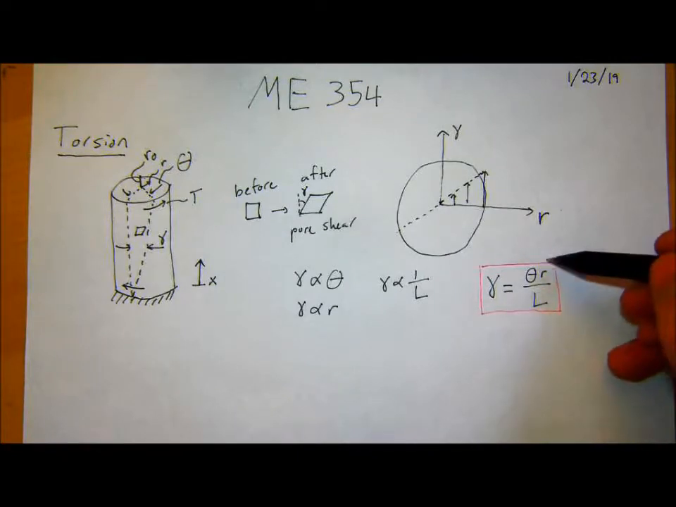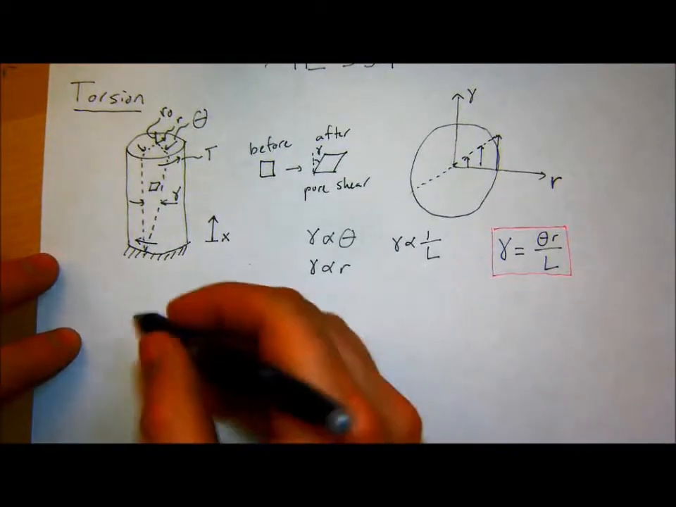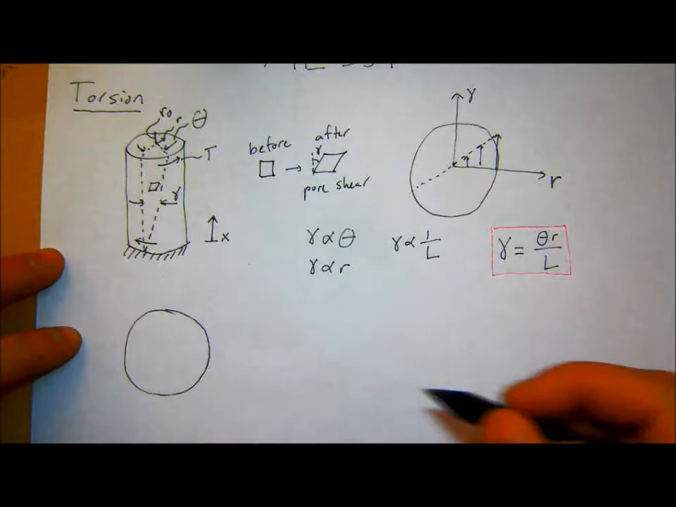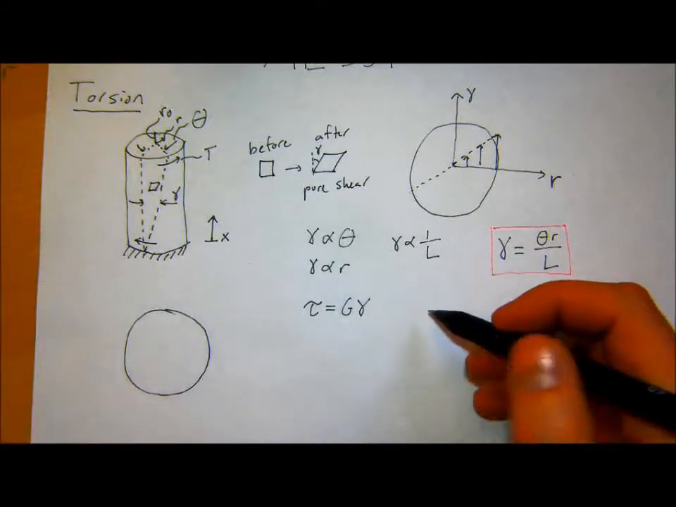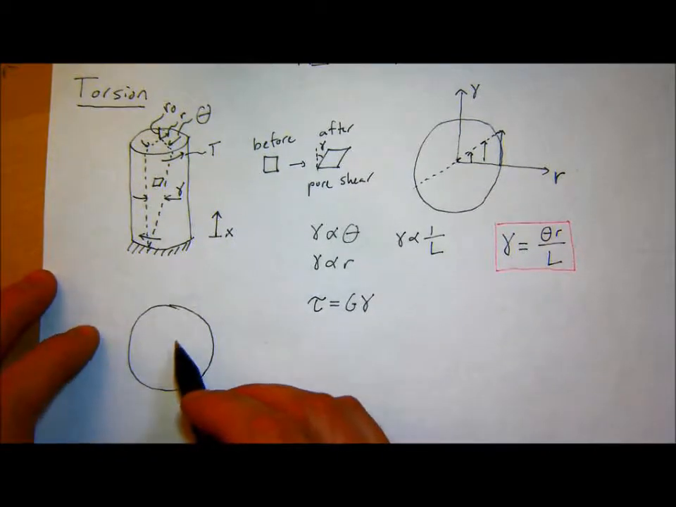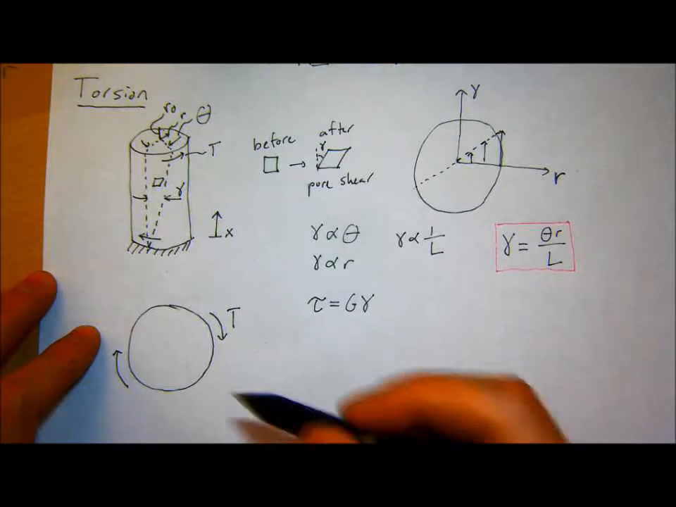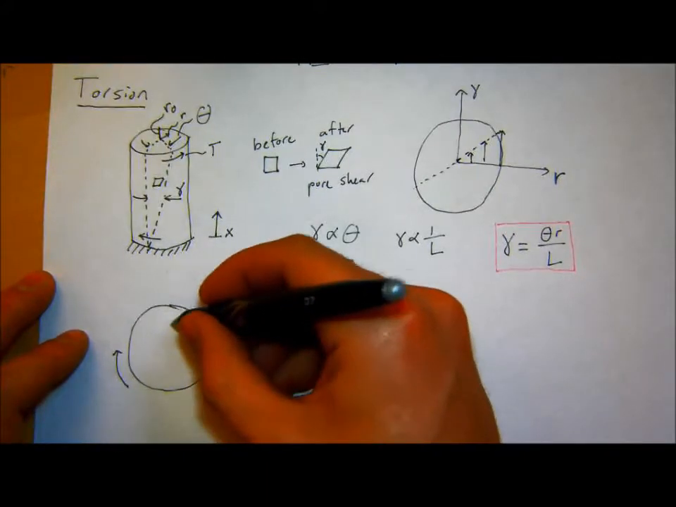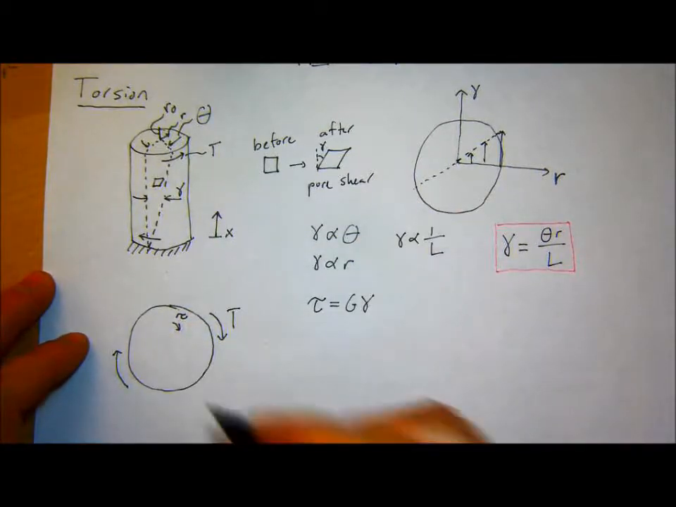The way that we go about finding it, I'm going to be drawing lots of circles today, is you remember our shear stress is equal to G gamma. This was our engineering shear stress, shear strain relationship. On this sample, I have some torque T on the outer part of the specimen. Internally in the specimen, there's some shear stress that's balancing that out. Now I need to find, if I know my shear stress is G gamma, this is also equal to G theta R over L.